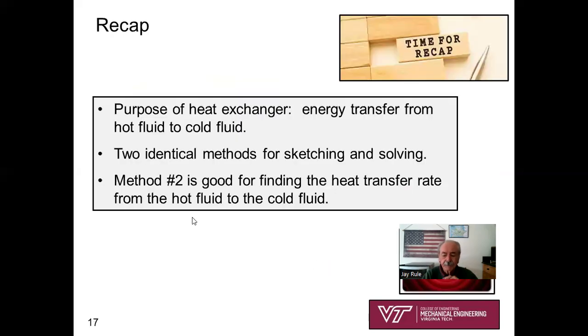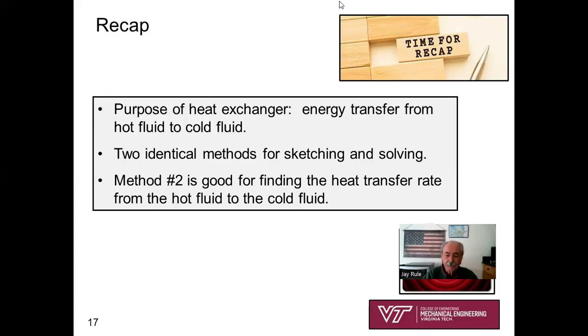So what's the recap of this heat exchanger situation? The purpose of a heat exchanger is to transfer energy from a hot fluid to a cold fluid. Those fluids don't mix. I just showed you 2 identical methods for sketching and solving a thermo problem related to heat exchangers. Recognize that method number 2 is good for finding the actual heat transfer rate going from the hot fluid into the cold fluid, where method 1 did not include that in the computation.